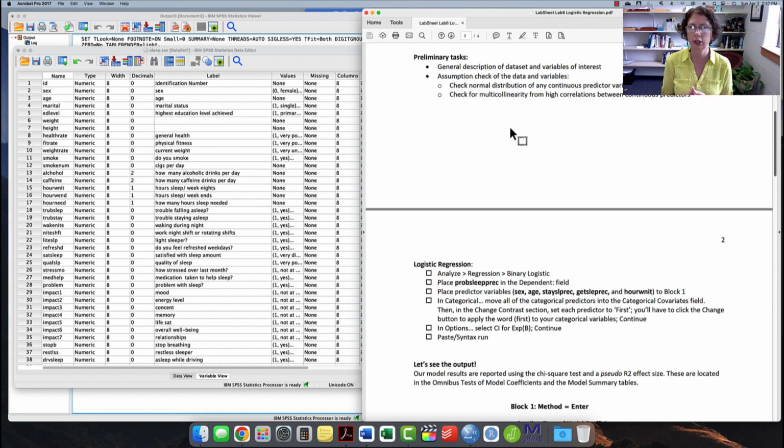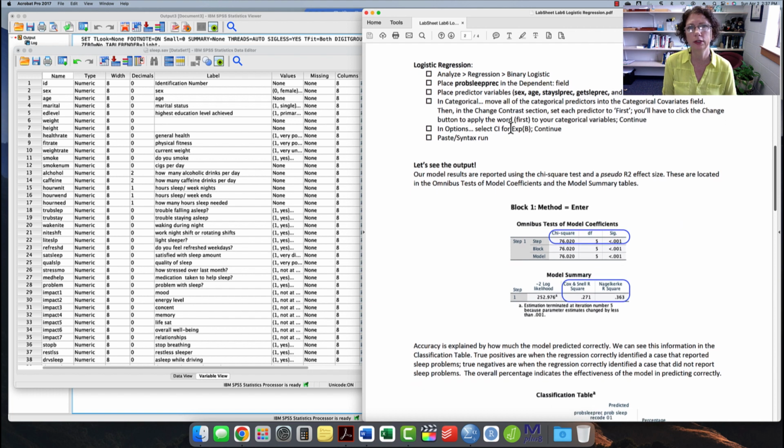And assumption checks that you want to do for the logistic regression are going to be looking at normal distribution of any continuous predictor variables and looking for if there's any multicollinearity, anything highly correlated between your continuous predictors. And we only have two continuous predictors here, the hours of sleep per night and age. So you run a correlation to find out if they are highly correlated. What's too high for multicollinearity purposes? 0.9 is too high.